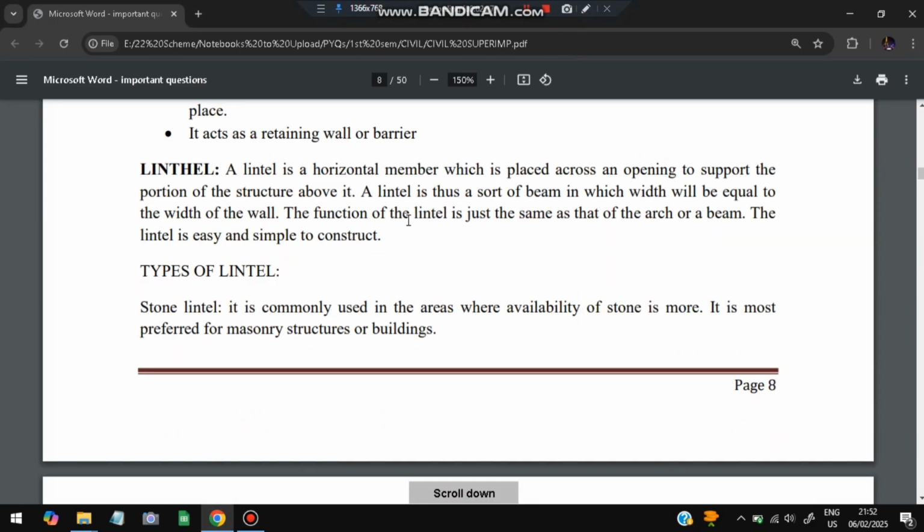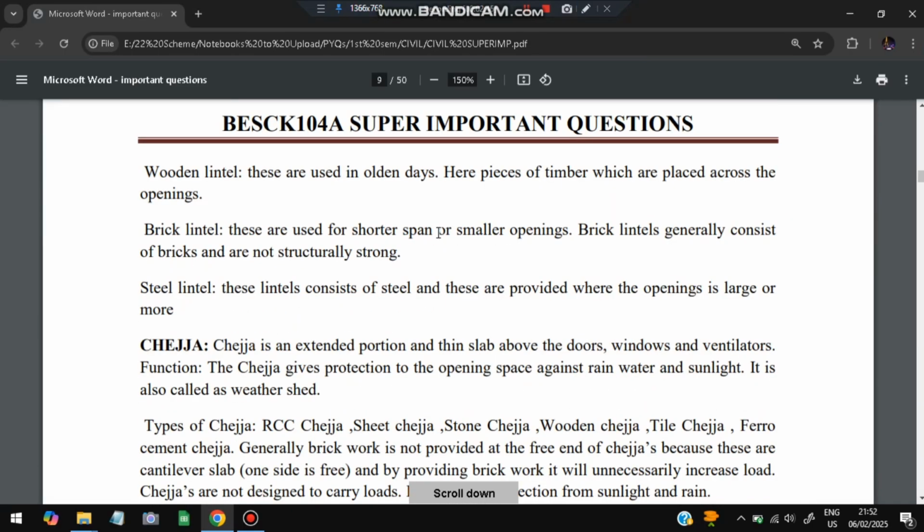Next is the lintel. A lintel is a horizontal member placed across an opening to support the portion of the structure above it. Okay, it is placed over an opening and supports the structure above it. It's a sort of beam whose width will be equal to the width of the wall. The function of the lintel is the same as that of an arch or a beam. Okay, types of lintel: a stone lintel can be used where the availability of stones is high. A wooden lintel was used in the olden days. Brick lintels and steel lintels are also there.